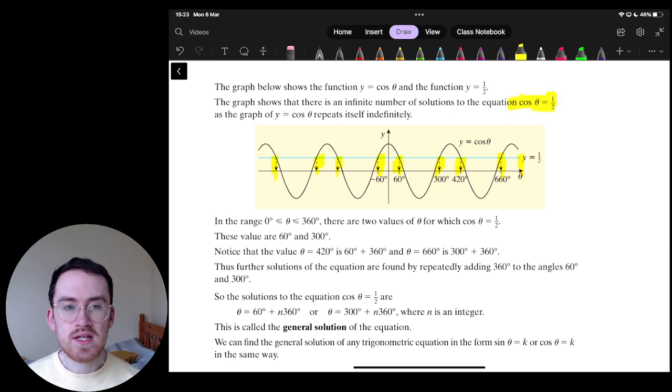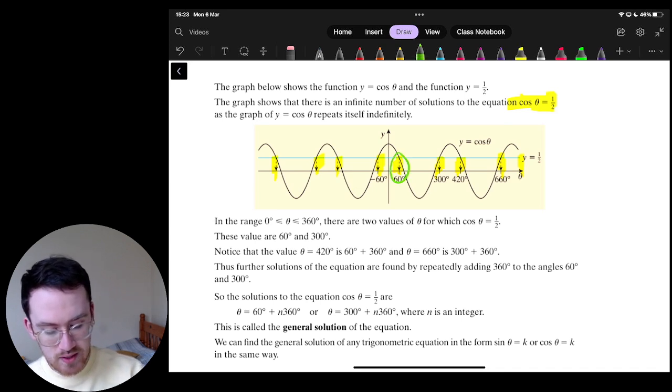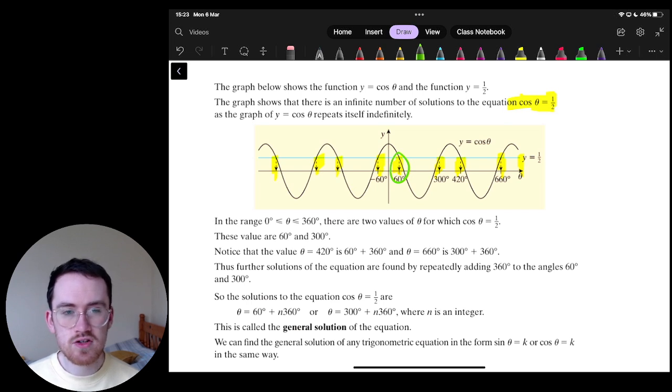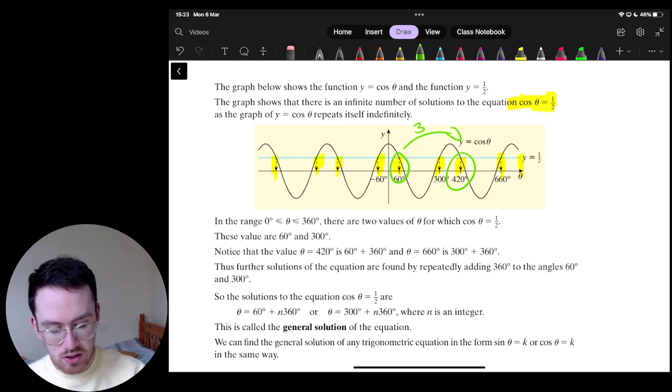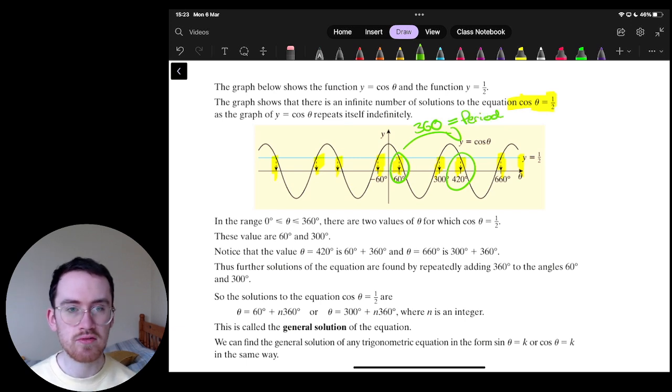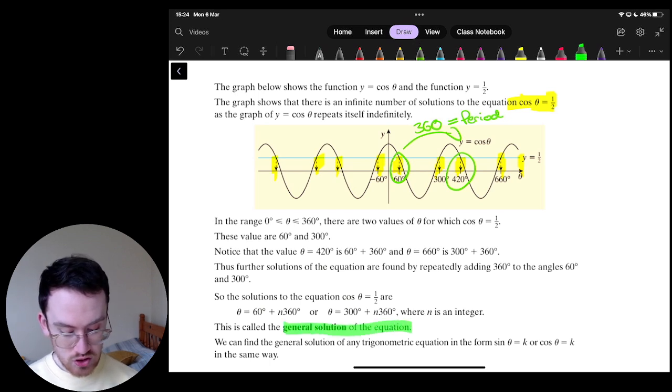Because we know this, we can use that information in solving these equations. And if we think about this value here, say 60, when does that exact value repeat again? Well, it repeats at 420, which is an addition of 360. And if we remember, that's the period of a standard cosine graph. So we know that the solutions to these equations will repeat themselves after we add the period on. So if the first instance is 60 degrees, the next instance is 360 degrees more than that, and so on and so forth. And this is what we call the general solution of the equation.